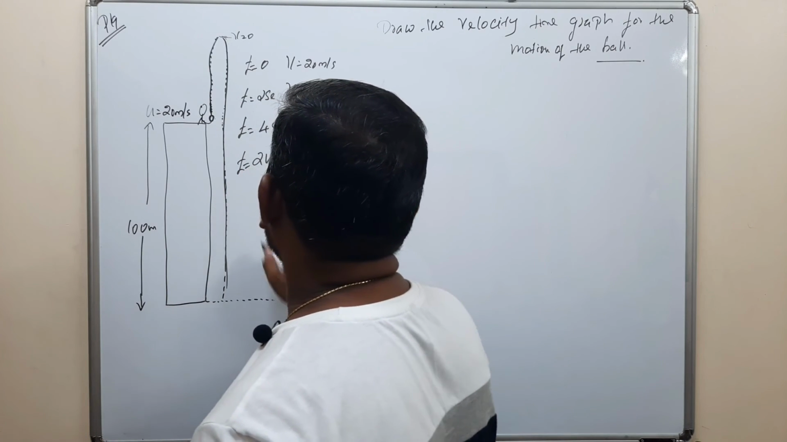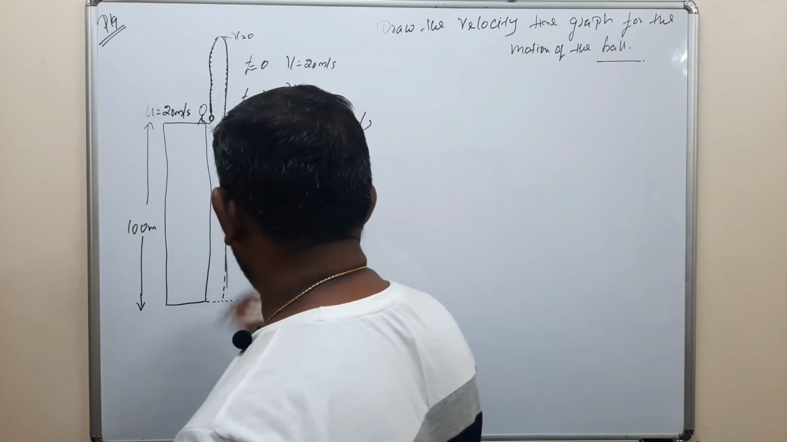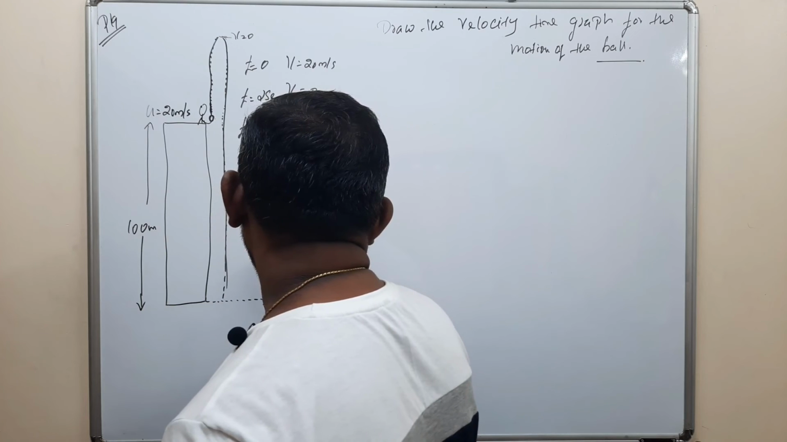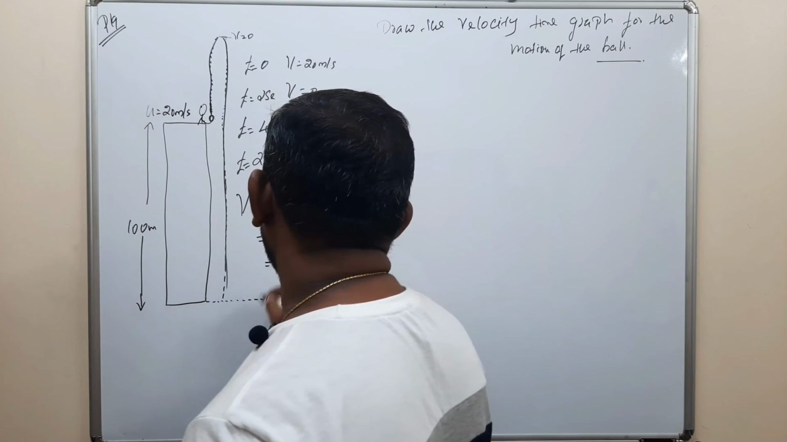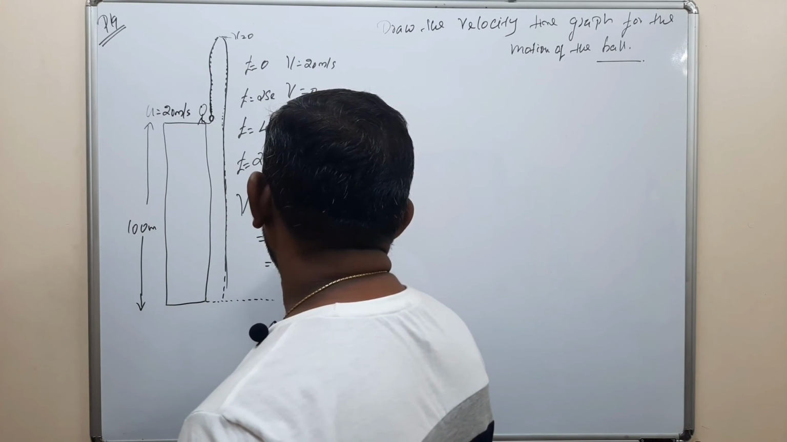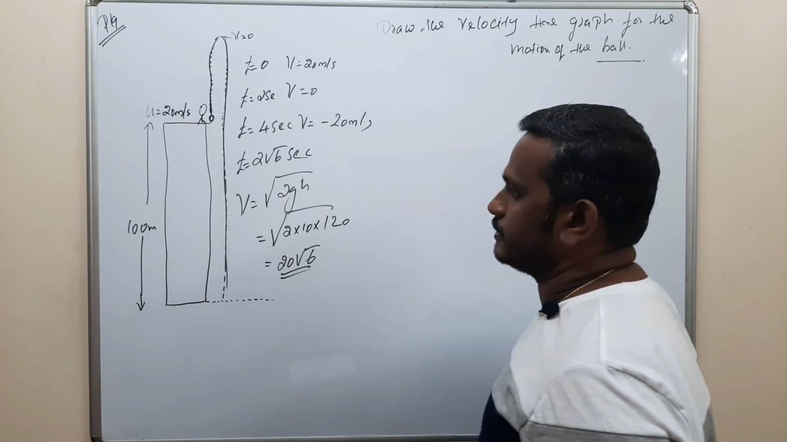So 2 root 6 seconds. What is the velocity? V is equal to root of 2gh. So that's equal to root of 2 into 10 into, what is h? That is 120. So that's equal to 20 root 6.